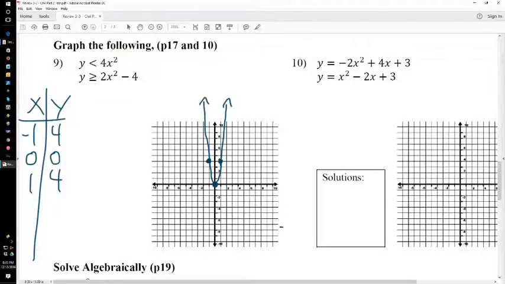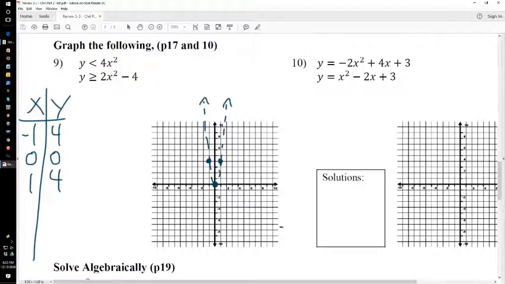Oh, and Mr. Hunter forgot that this is a dashed line. So I'm going to go through and make it a dashed. Why is it a dashed line? Because it doesn't have that little or equal to line underneath the inequality sign. Because of this right here, it does not get a solid line because the line is not included.